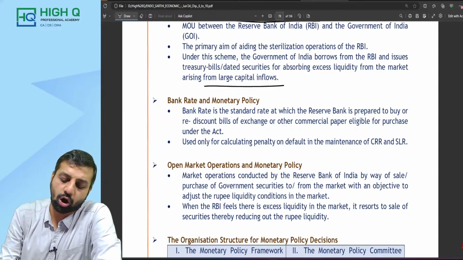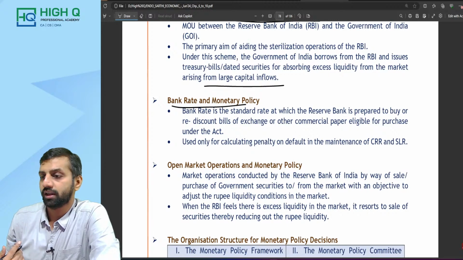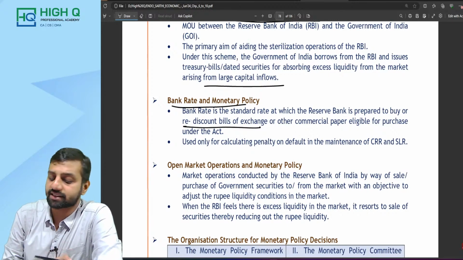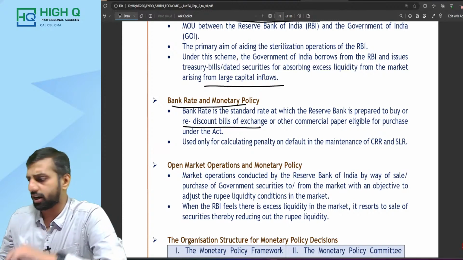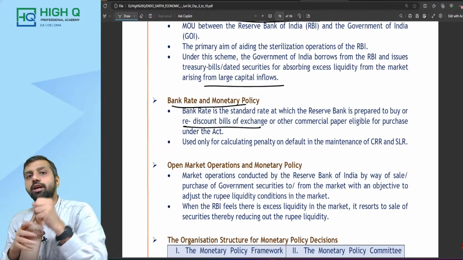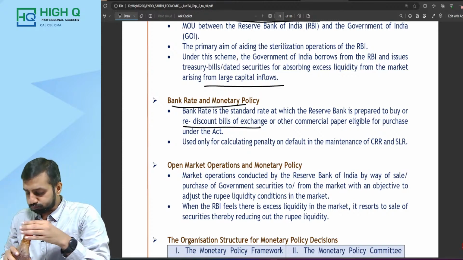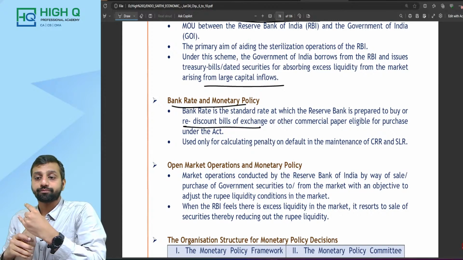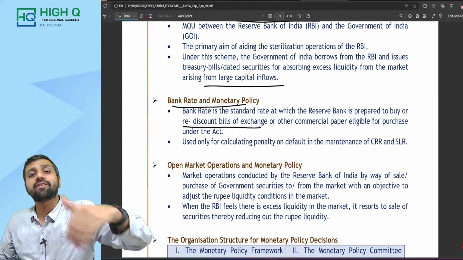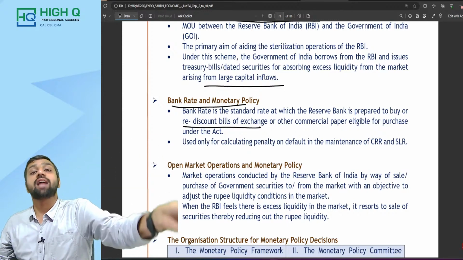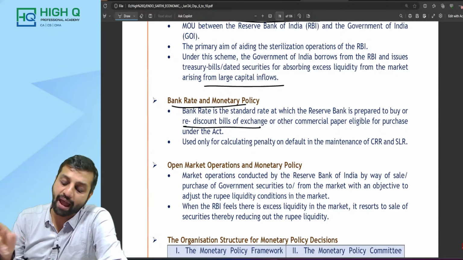Then bank rate is dormant today. Bank rate is similar to repo rate these days. It was earlier known as rediscounting of bills of exchange. So you have heard about discounting of bills of exchange. So if bank is in need of money, the bank will give the bill to the RBI. The RBI will charge an interest. That rate of interest is called bank rate.